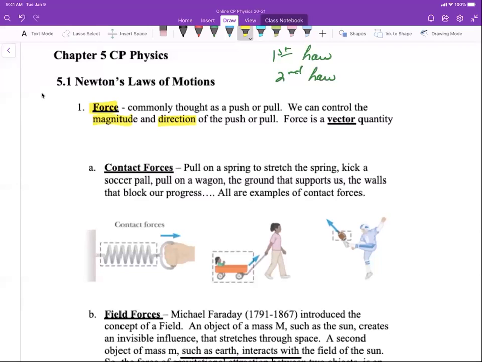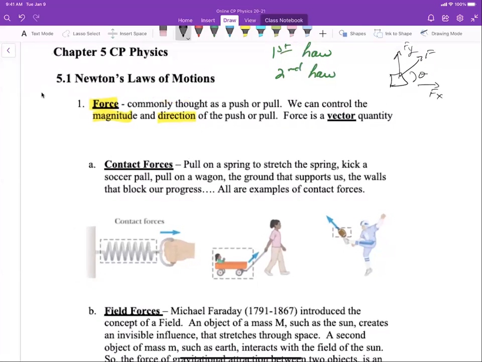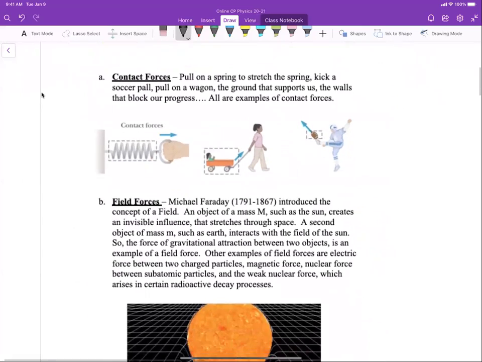And so I can push or pull an object in a horizontal direction. I can push and pull an object in the vertical direction. I can also push and pull an object at an angle. And so I can then break that into components. So now I know the force, because it's a vector, can have both a component in the X and Y direction. So I want to talk a little bit about what types of forces there are first.